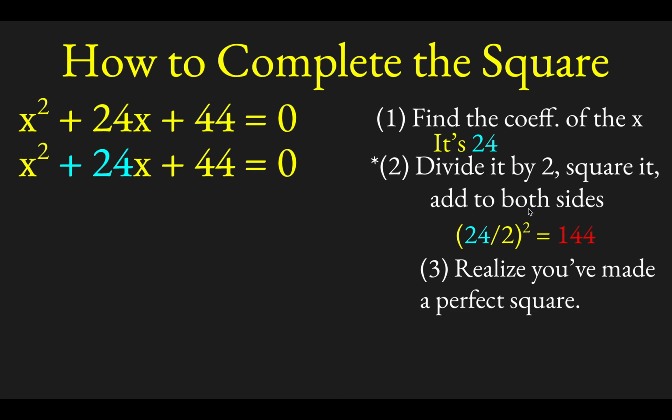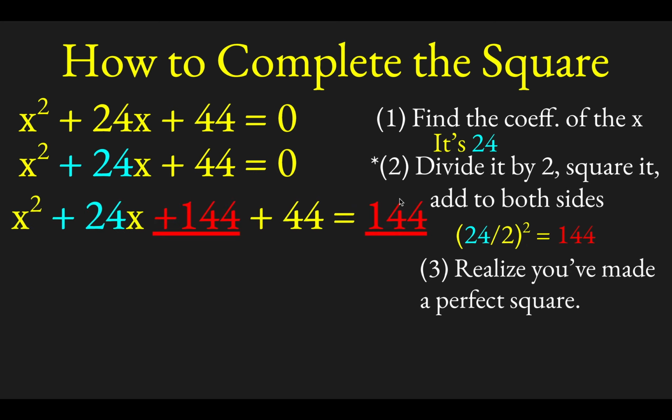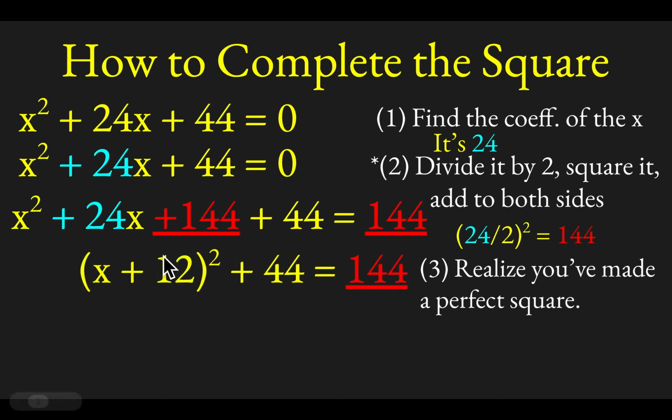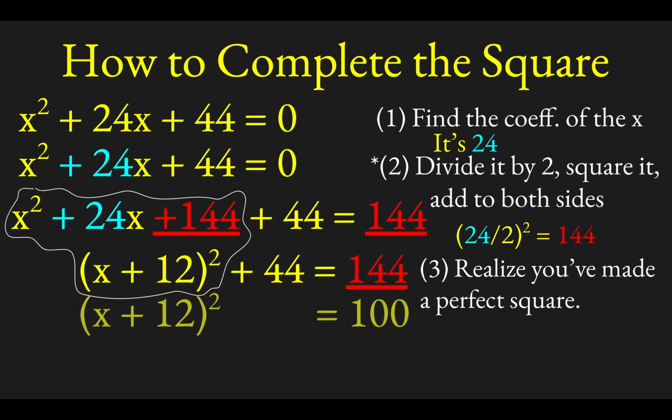And then when you square that, you get 144. So let's add 144 to both sides. You've got to add it to both sides in order to keep the equality. And then once again, you want to realize that by adding the 144, you've made a perfect square. These first 3 terms are going to be x plus 12 squared. Again, we'll revisit why that's the case in a moment. And so we have x plus 12 squared plus 44 is 144. So our next move would be to subtract 44 from both sides, leaving us with x plus 12 squared equals 100.